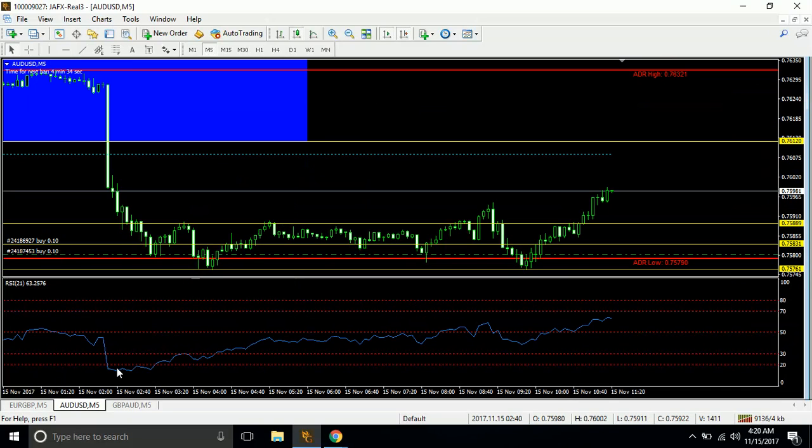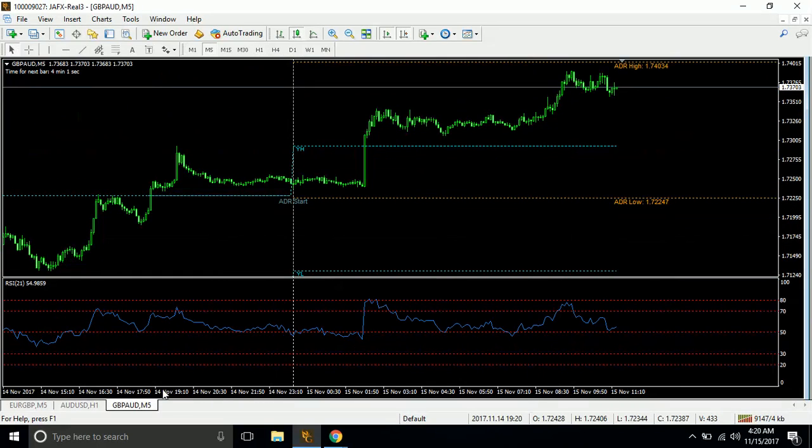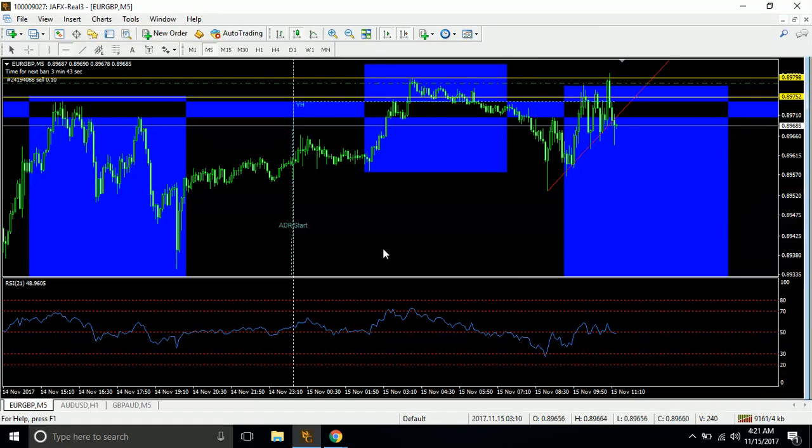Now here, I see the Aussie versus the USD. I see a big push down. So I would see that the Aussie would regain some of that back against the dollar, just to keep things balanced. You know what I mean? And the pound versus the Aussie would show me that the pound is doing better than the Aussie, just as the pound is doing better than the euro.